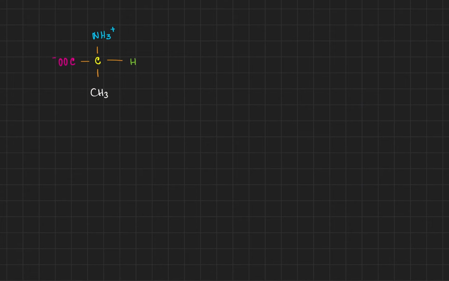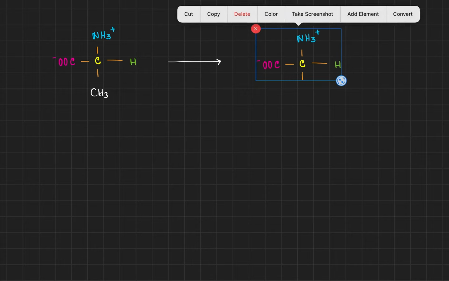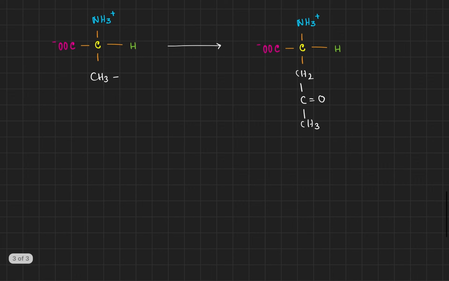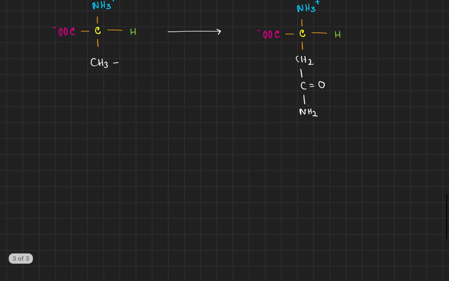This is alanine. Now what I'll do is replace this hydrogen with an acid amide, CONH2. Then what will happen? I will get aspartame.